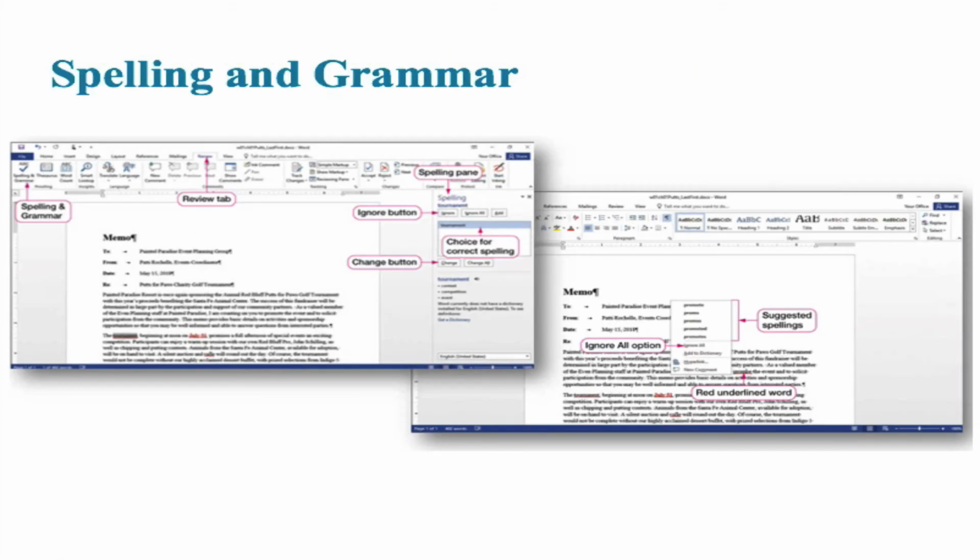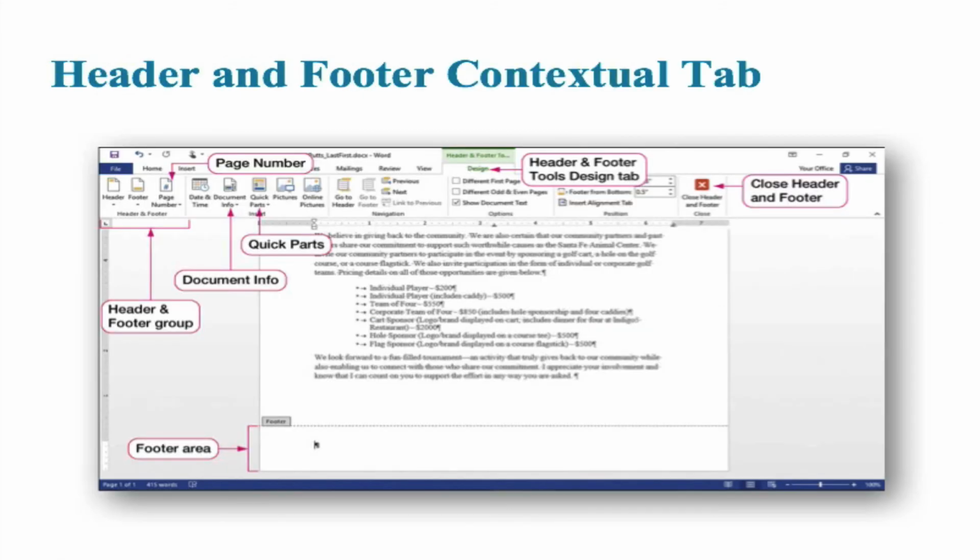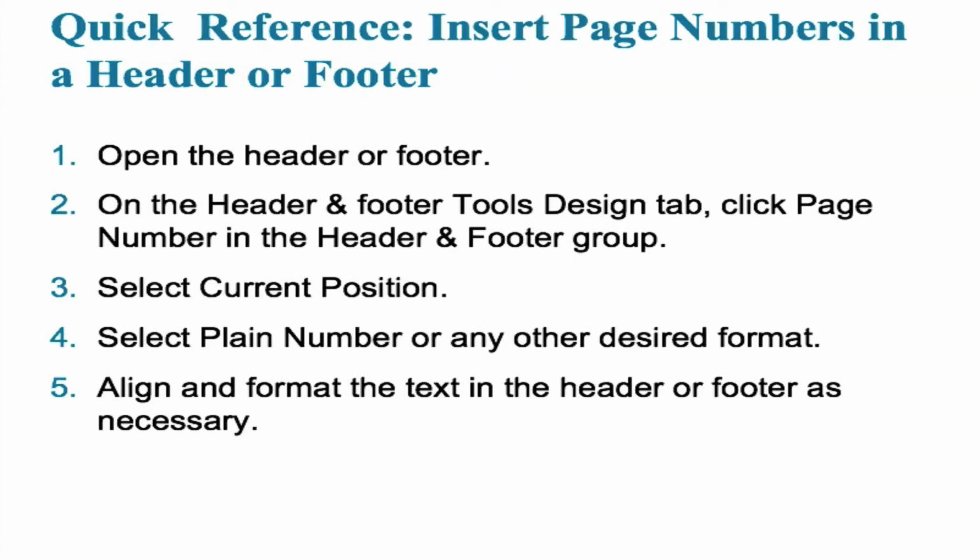Spelling and grammar. Check your spelling, check your grammar. It does it for you. AutoCorrect, so it shows you how to turn it on. Find and replace. If you want to find something and replace it, you might have something that has to be replaced 27 times. You don't want to have to go back and do it manually. Header and footer contextual tab shows you a tab and allows you to make changes to the header and footer. Kind of going through this quickly because it's pretty straightforward.